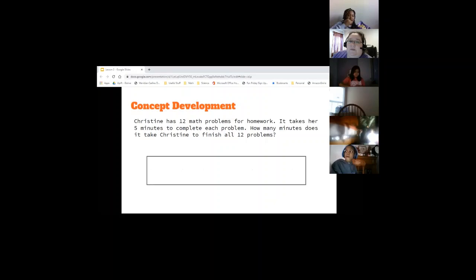So, step 1, let's find out what our knowns are. What is one of our knowns in this problem? Let's see if I can find a risk taker. Carrington, what is one of our knowns here? That Christine has 12 problems for homework. That's right. She has 12 math problems for homework.